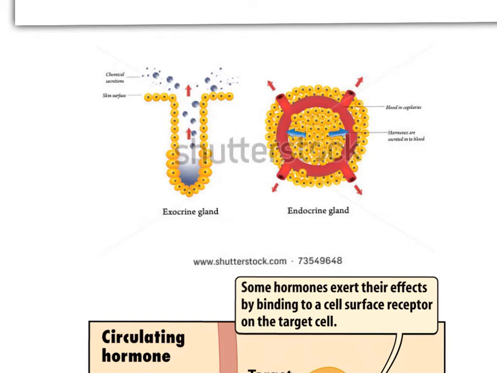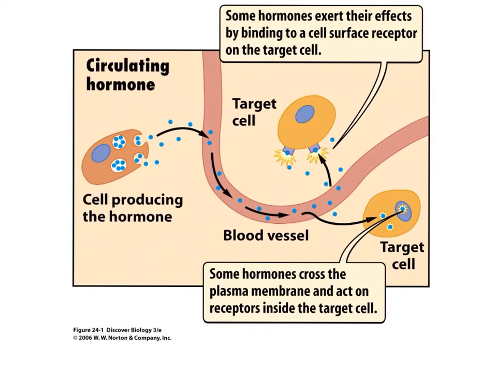Okay, a hormone. A hormone is a substance which is released by an endocrine gland, and it's released by an endocrine cell, and it's released into the blood, as we've just said, and then it passes through the bloodstream, where it then links up with a target cell.